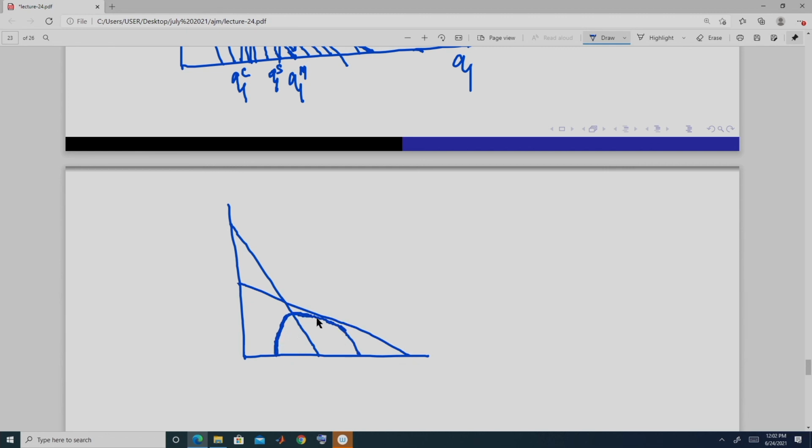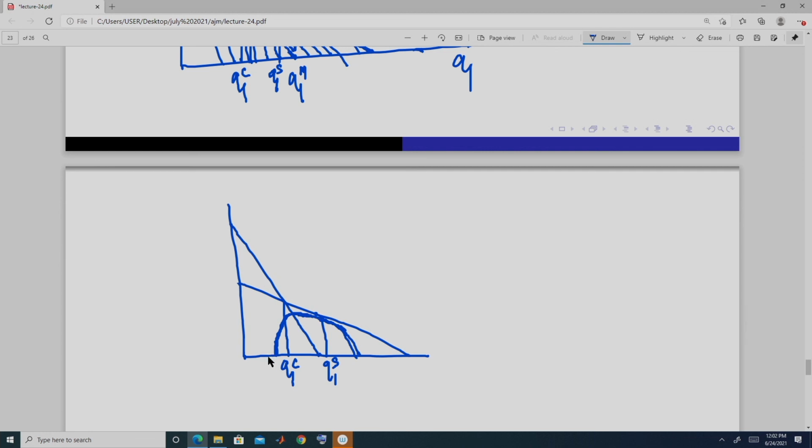Suppose this line is tangent at this point. So, this is the Stackelberg output of firm 1, and this is the Cournot. Now, suppose this is not the output, but somewhere different, where it has produced something less. If firm 1 produces here, firm 2 is going to produce based on this reaction function.